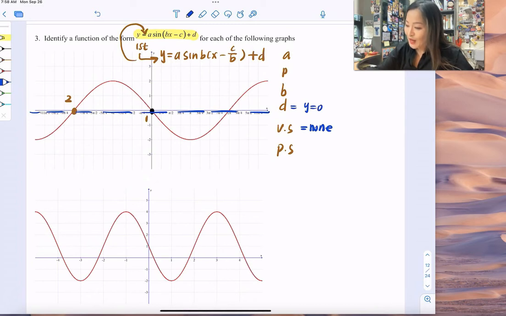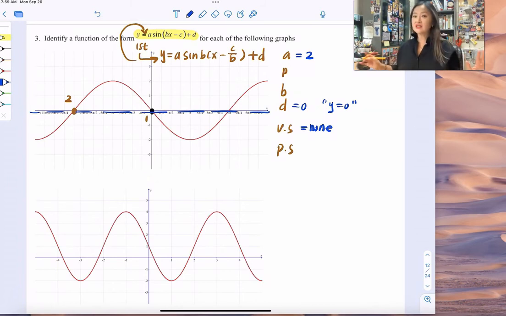You can write none there, but you can also write that D is y equals 0. For the D, let's just write a 0 there, or y equals 0, right? Amplitude, easy peasy. From here, I can see that there's a max of 2. I think that kind of stuff should be very clear. I think the P and the B are tricky.